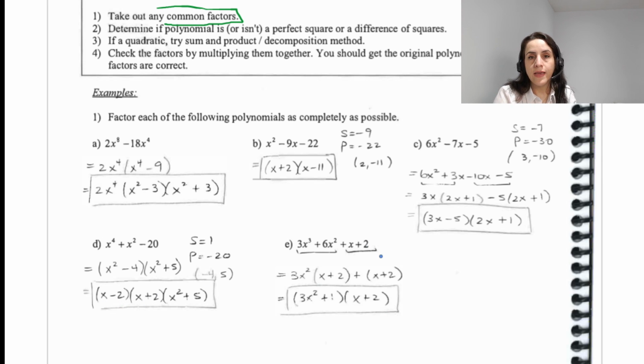Here I have a four-term polynomial. In that case, I'm going to do just grouping. Grouping the first two is going to give me x plus 2, and 3x squared and x plus 2. After factoring, I'm going to have 3x squared plus 1 times x plus 2. Hopefully all of you could get the answer correct.